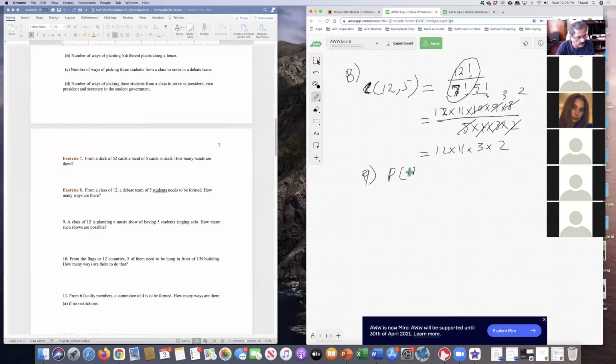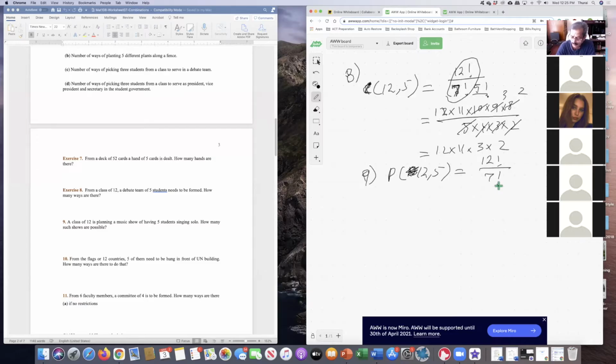Is that 12? Yes. 12 comma 5. And since this is permutation, the formula is factorial 12 divided by factorial 12 minus 5, factorial 7. And then you simplify that to get the answer.